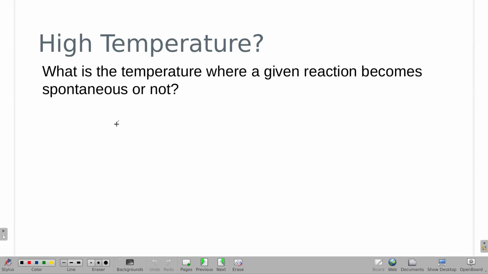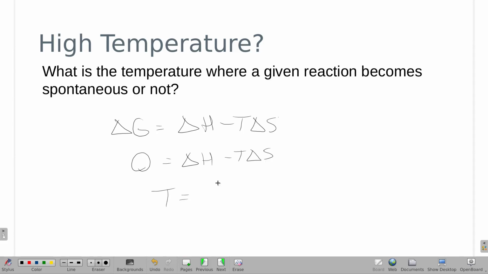Let's look at that equation: delta G equals delta H minus T delta S. The neat thing is we said spontaneous was when delta G was negative, and non-spontaneous was when it's positive. So the point where it transitions from negative to positive is when delta G equals 0. Well, this is going to be beneficial because I can rearrange this and solve for temperature.